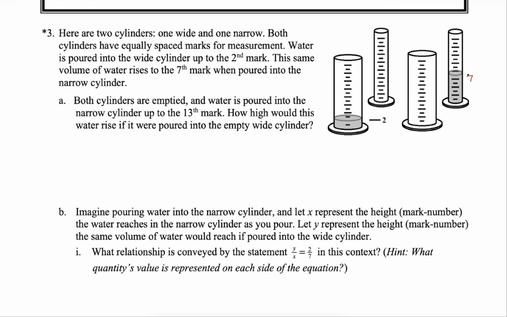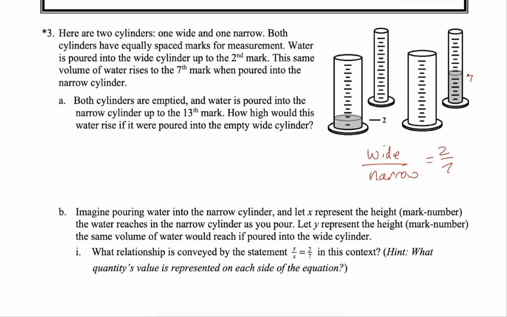Okay. It says both cylinders are empty. The water is poured into the narrow cylinder up to the 13th mark, how high would this rise if poured into the empty, wide cylinder? Okay, so I'm going to show you 2 ways to solve this problem. What you can think about is that it's always going to have a wide to narrow ratio of 2 to 7. Okay, so if you put narrow to wide, you would have 7/2.